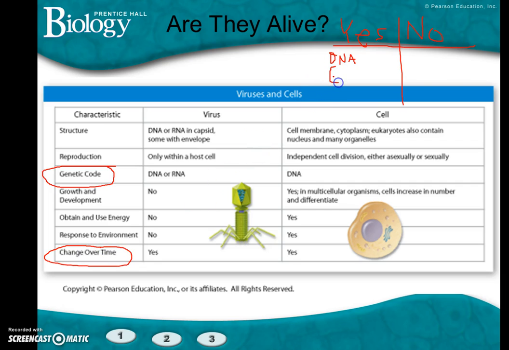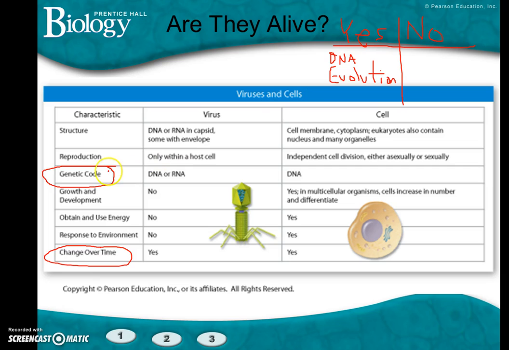So they undergo evolution. Now you may not recognize this chart, but this was from, I believe, chapter 1, and it listed the characteristics that living things would have. Viruses are kind of in a middle ground. They have some characteristics of living things, but not all of them, and so we consider them to be non-living.